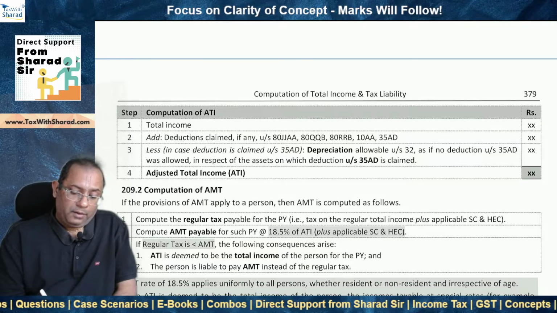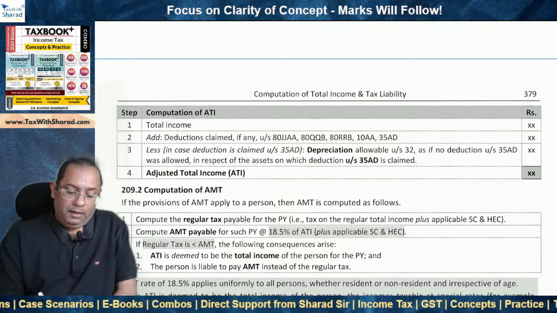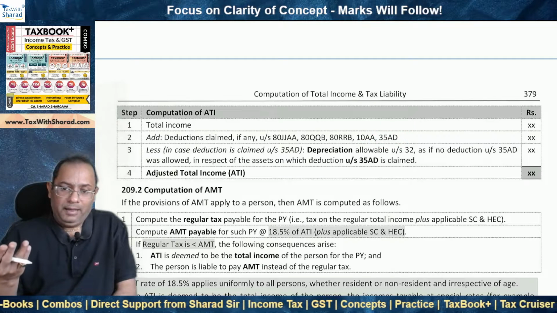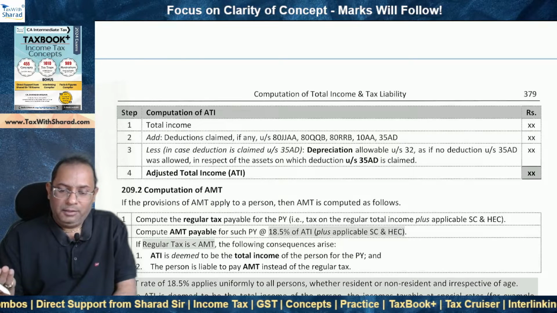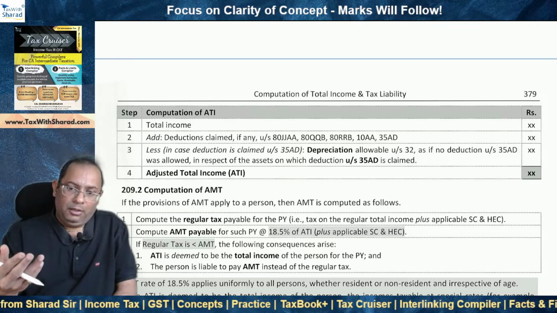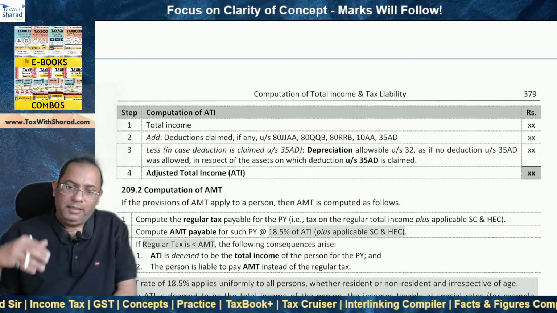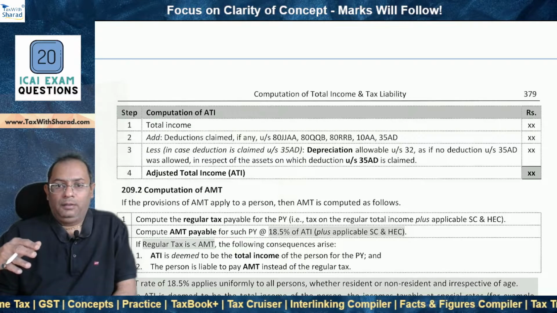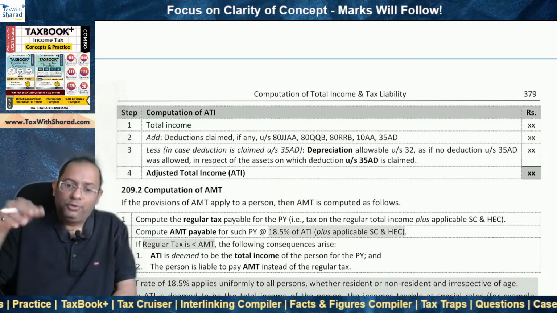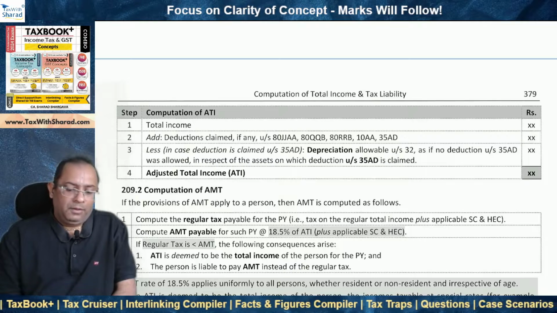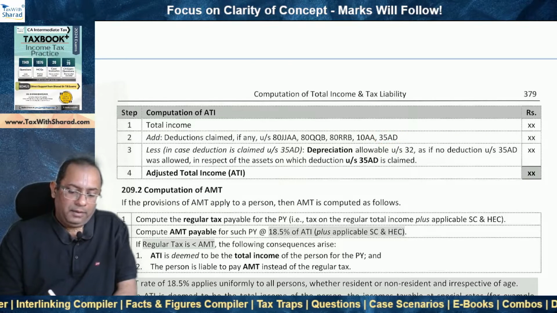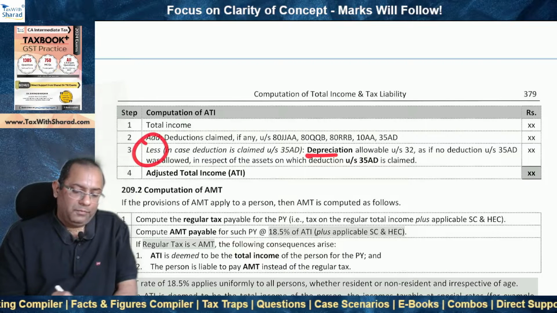And now what you need to note is, if there is a deduction under section 35AD and you are adding 35AD back, that means you are not allowing 35AD deduction to the assessee. Now, if 35AD deduction is not allowed, then at least the depreciation on the assets in respect of which this 35AD deduction was being allowed should now be allowed. So in lieu of 35AD deduction rollback, what you will allow is the depreciation. So you will reduce less.